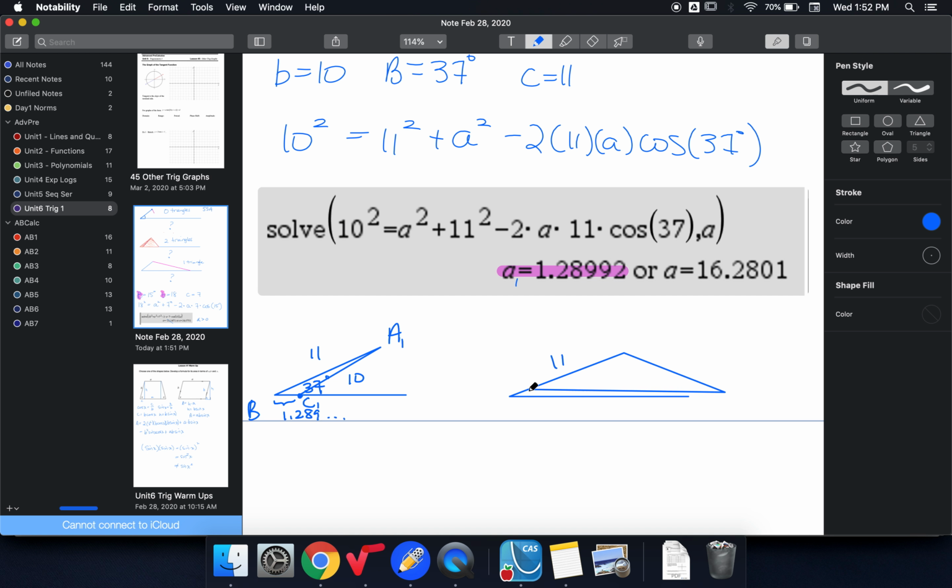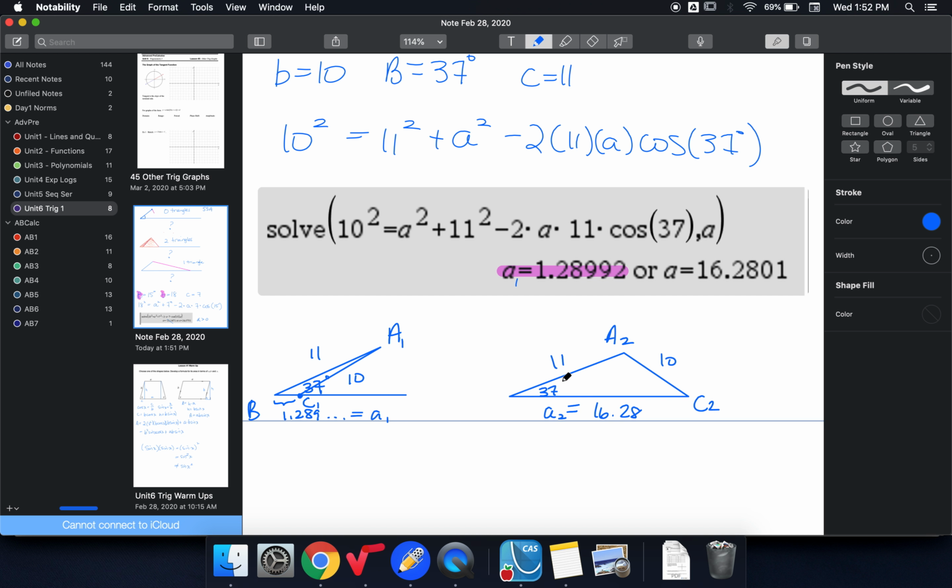Oh, shoot. My 10 has to go a little bit further. Let's just connect it. All right, I'm going to call that 10. And now this side is 16.28. Here was where the original C1 was. So this distance here would be 16.28 minus the 1.289. This is my second possibility of C, my second possibility for angle A, my second possibility for side A.